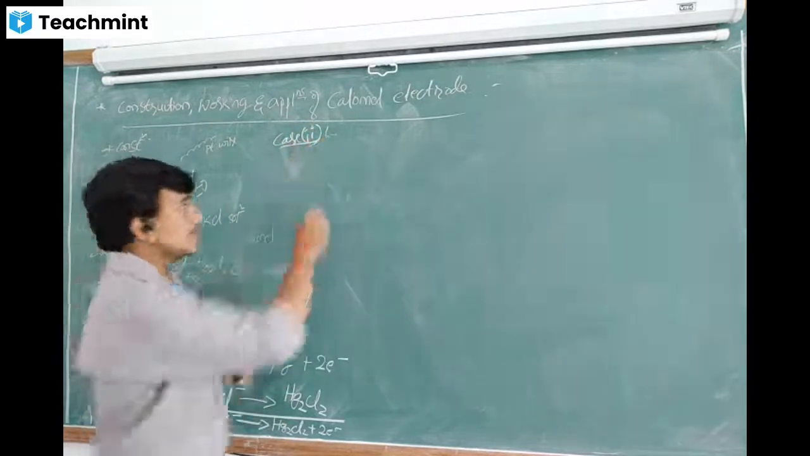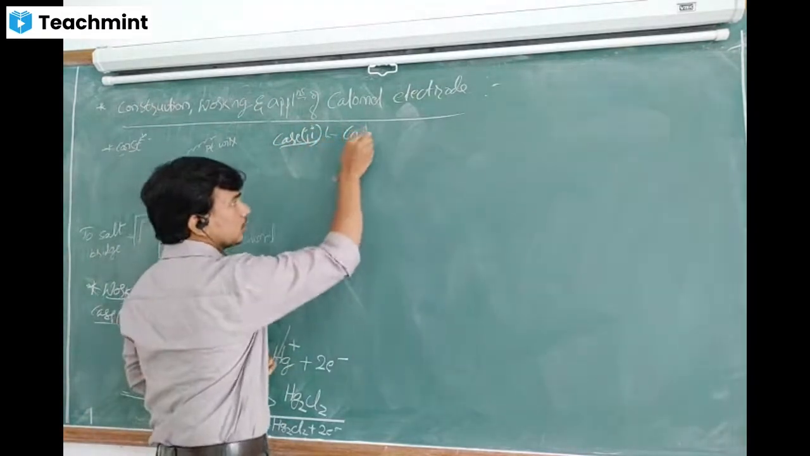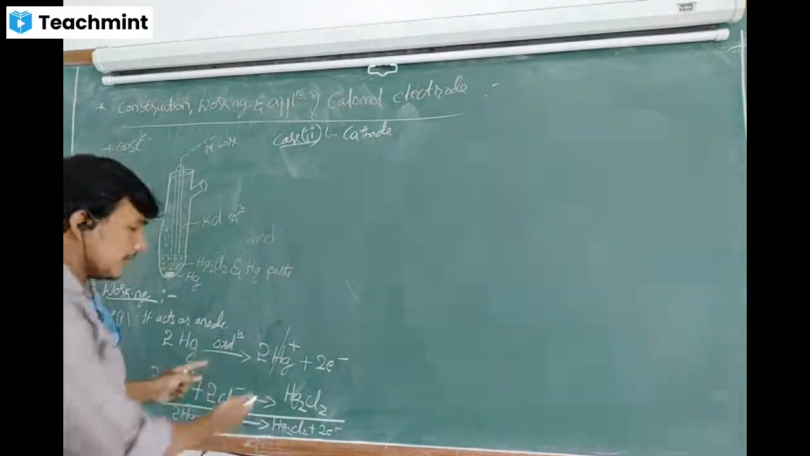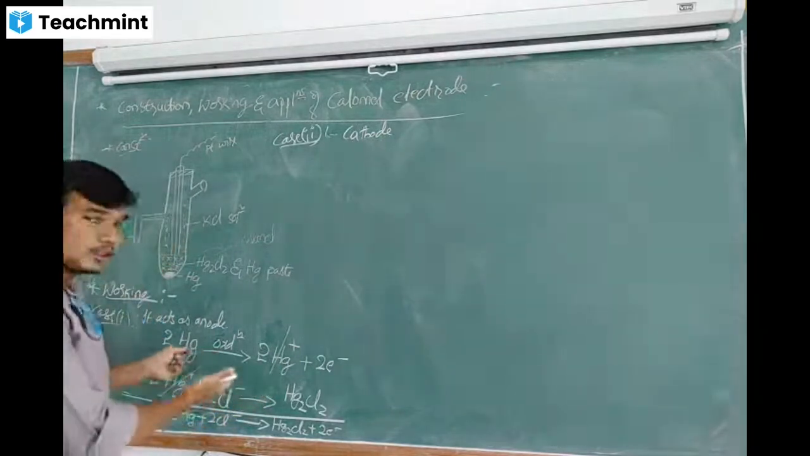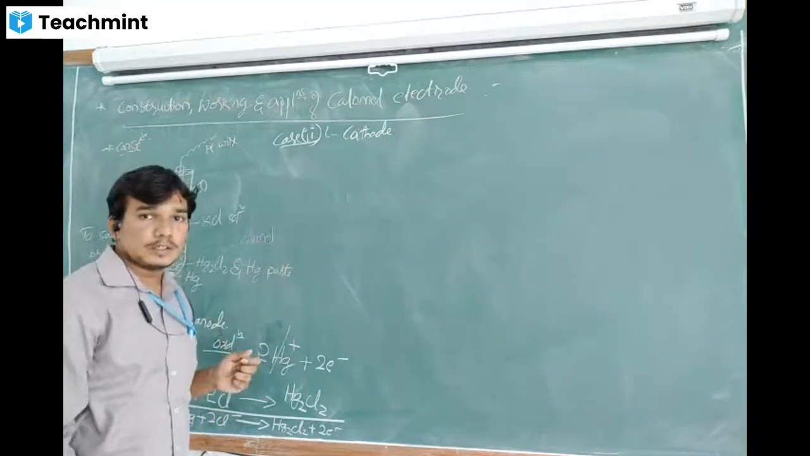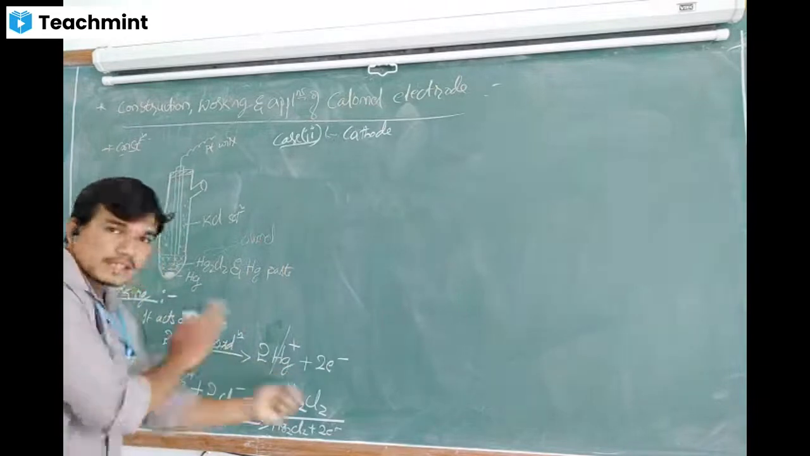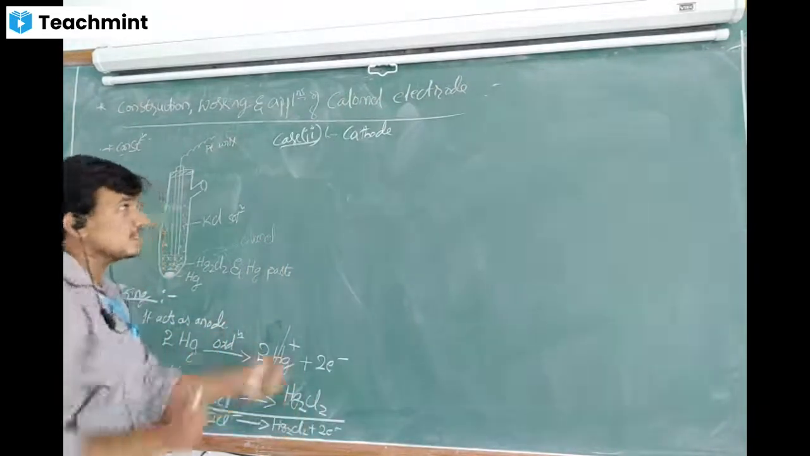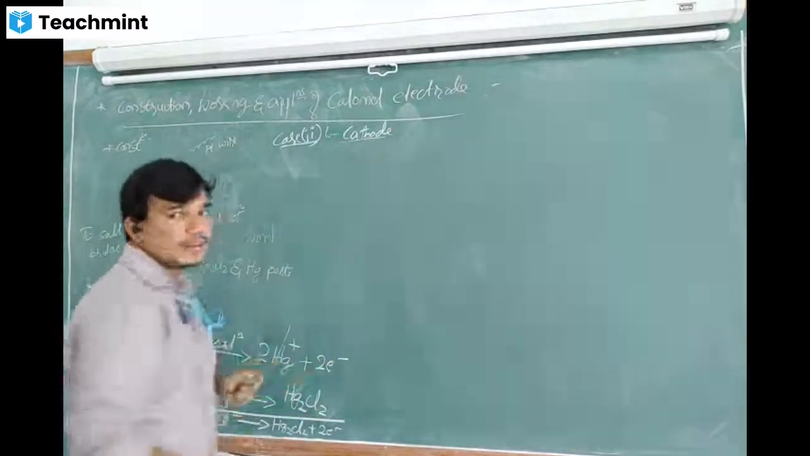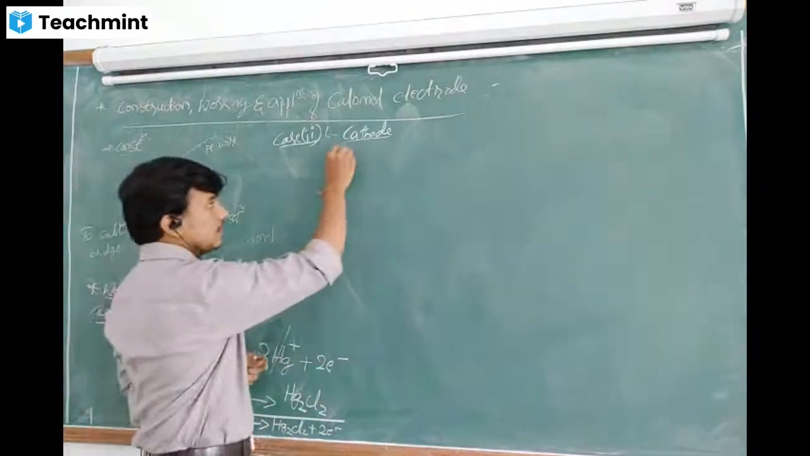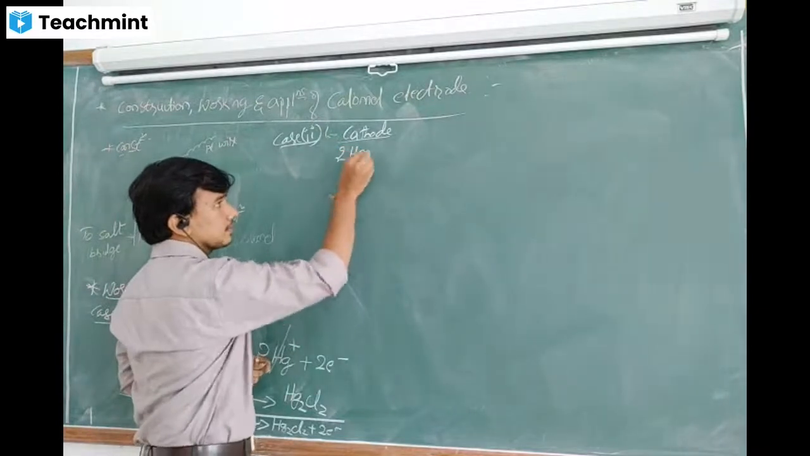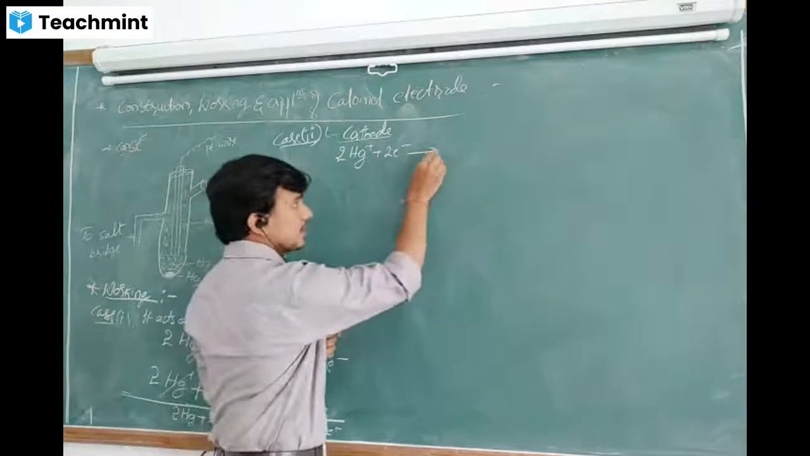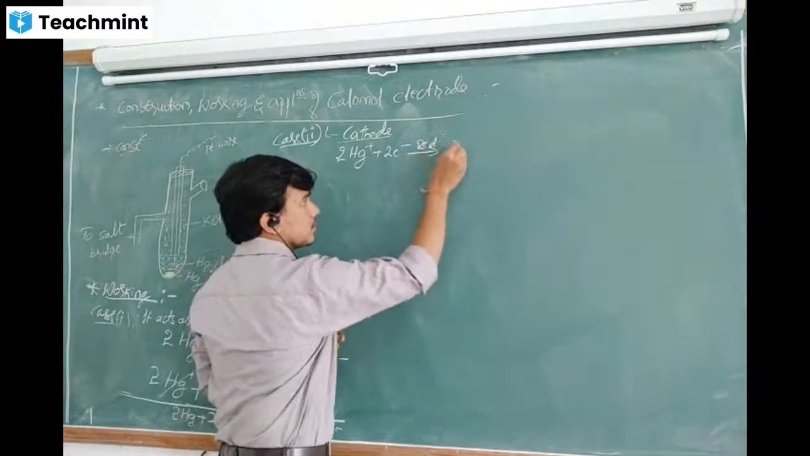The second case is when it acts as cathode. So what will be the possible reaction at the cathode? Reduction reaction is going to happen. So just reverse the reaction. All these reactions you reverse, you will get the cathodic reaction. At the cathode, 2Hg plus 2 electrons, because it is a reduction reaction.